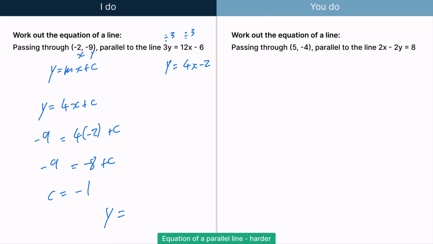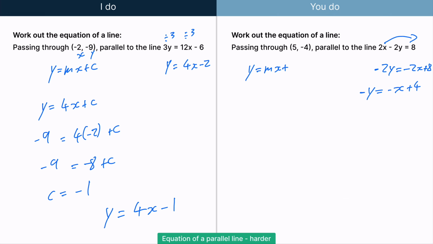So my final answer is y is equal to 4x minus 1. And again, hopefully you've pressed pause and had a go at the example on the right. So you should notice the equation is not written in standard form. So I'm going to move that over. So that means minus 2y is equal to minus 2x plus 8. And if I divide each side by 2, I get y is equal to minus x plus 4.